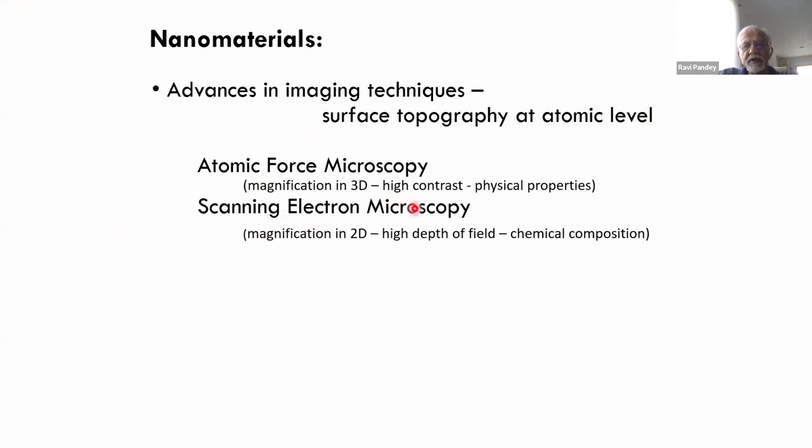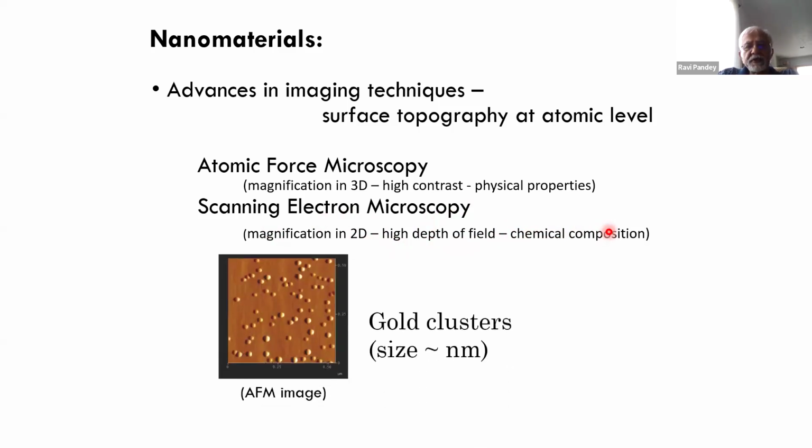On the other hand, we have scanning electron microscopy, SEM, which provides a magnification in 2D, which gives you high depth of field. And it provides information about the chemical composition of the surface. So here is one AFM image where you can easily see the gold clusters of about, say, a few tens or a few hundreds of atoms with nanometer size.